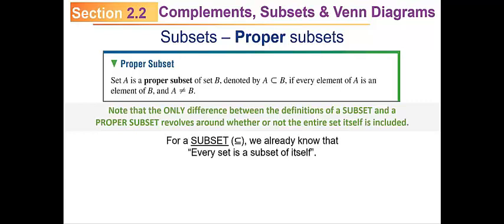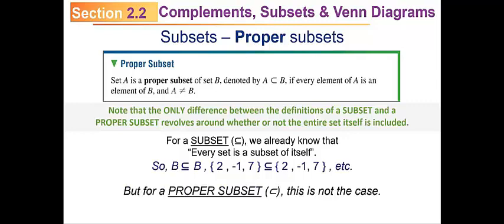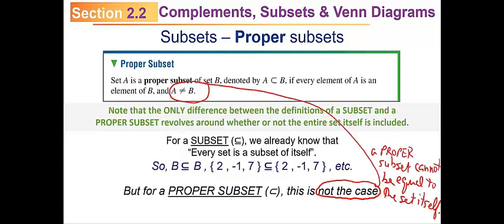Now remember, for a subset, we already know that every set is a subset of itself. If you had the set B, you could say B is a subset of B. You could say that the set containing 2, minus 1, and 7 is a subset of the set containing 2, minus 1, and 7, and on and on. But for a proper subset, that's not the case. It does not allow equality. It's the only difference between subset and proper subset.